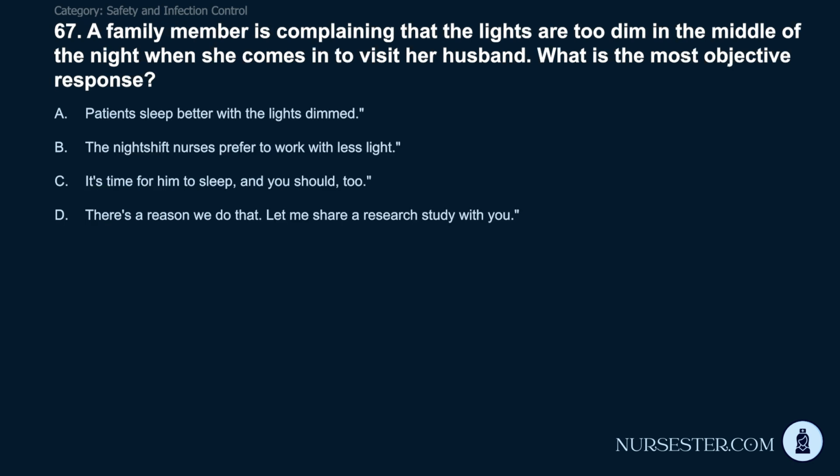67. A family member is complaining that the lights are too dim in the middle of the night when she comes in to visit her husband. What is the most objective response? A. Patients sleep better with the lights dimmed. B. The night shift nurses prefer to work with less light. C. It's time for him to sleep, and you should, too. D. There's a reason we do that. Let me share a research study with you.